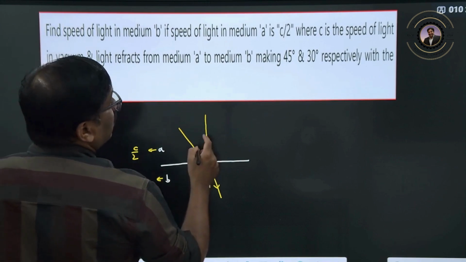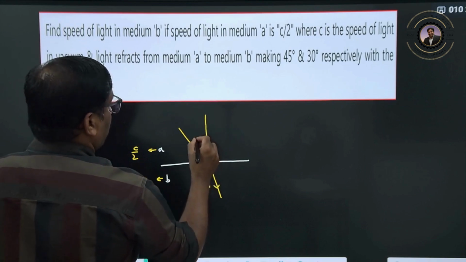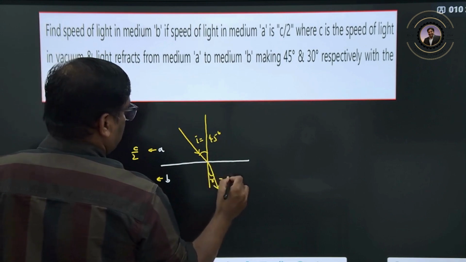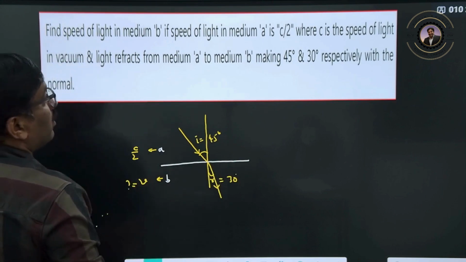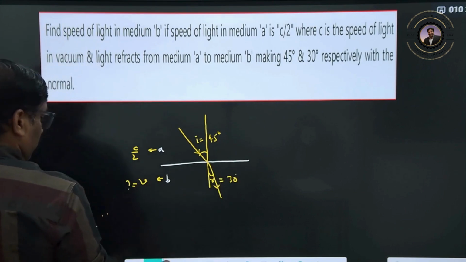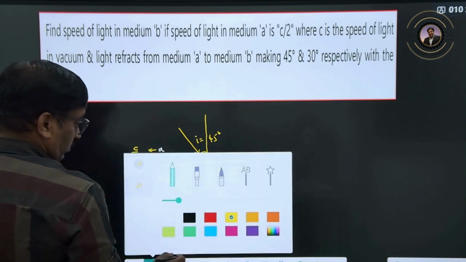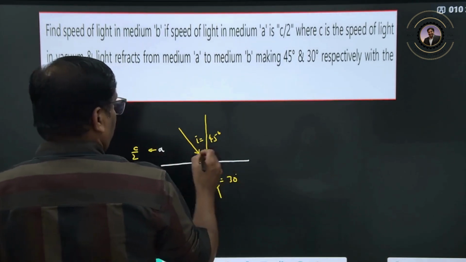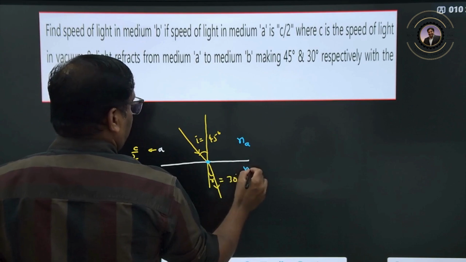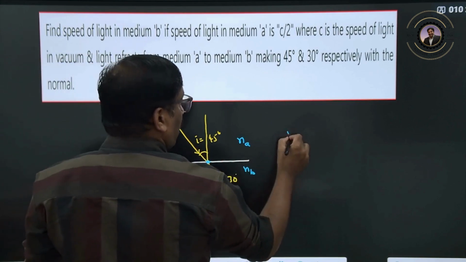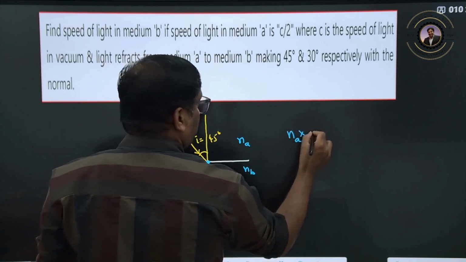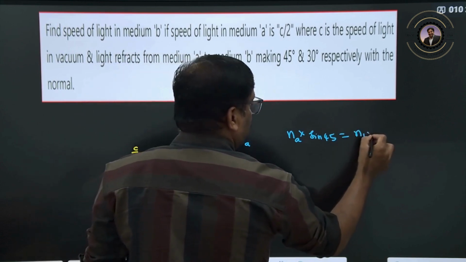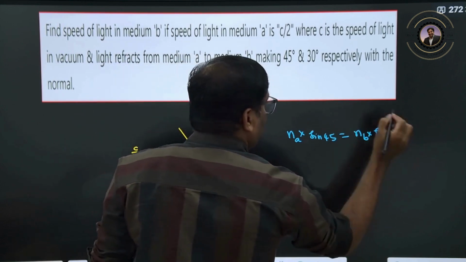Clear? So it is making an angle of incidence of 45 degrees. This angle of refraction is 30 degrees. Clear? So again you can apply Snell's law here. Very simple one. Apply Snell's law here. So the refractive index of A and the refractive index of B: absolute refractive index of A into sin 45 is equal to absolute refractive index of B into sin 30. Clear?